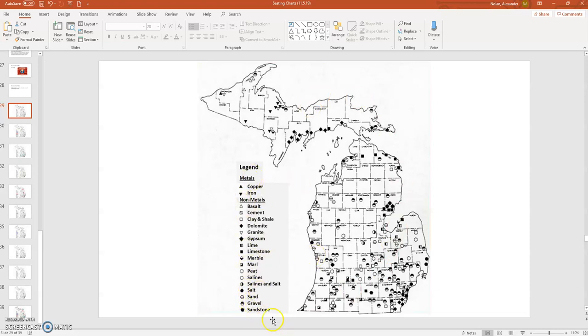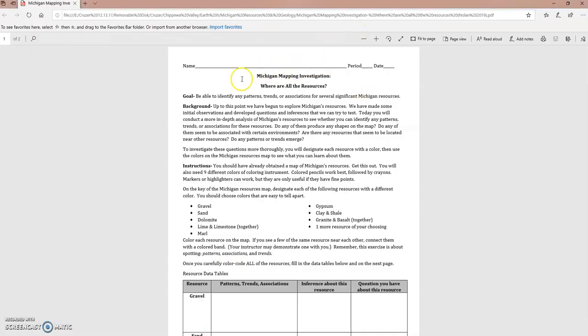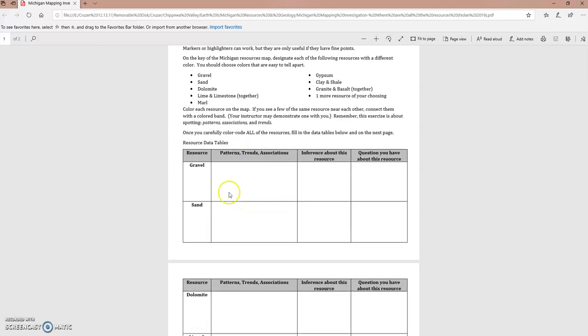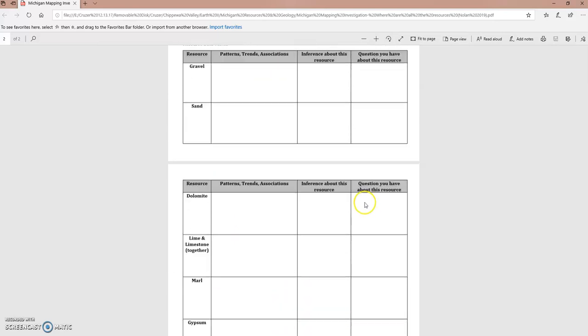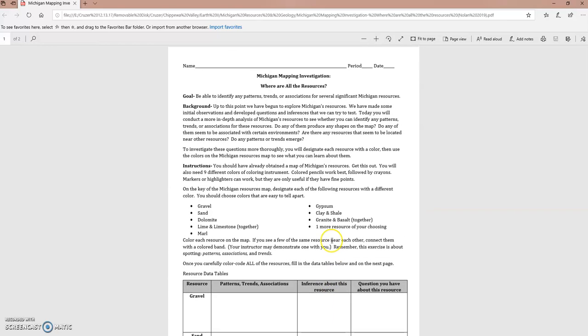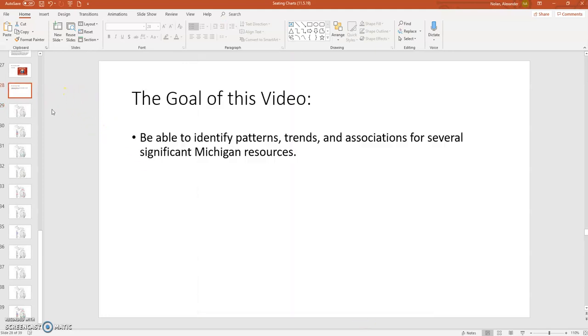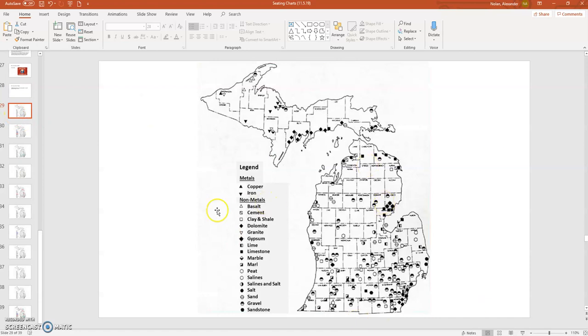This is all sort of mineral resources. And another resource that you have is this worksheet that's available on our class website that talks about which resources we're interested in, and there's a data table that we can use to compile our data. So these are the things that we should be looking at: this worksheet with this data table and also this map. What we want to figure out is what kinds of patterns, trends, and associations we can find for different Michigan natural resources using this map. So how do we do this?